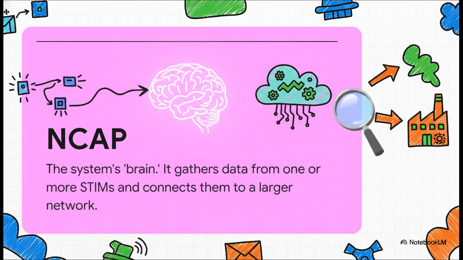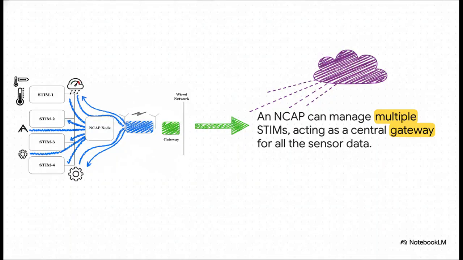Its whole job is to talk to all the STIMs, gather up their data, and then pass that information along to a bigger network, like the main computer in your factory or up into the cloud. And this is where the system really gets powerful. A single NCAP can act as a gateway, collecting data from a whole bunch of different STIMs. Maybe one's measuring temperature, another's checking pressure, a third is looking at humidity, and the NCAP just gathers it all up and funnels it to the network.